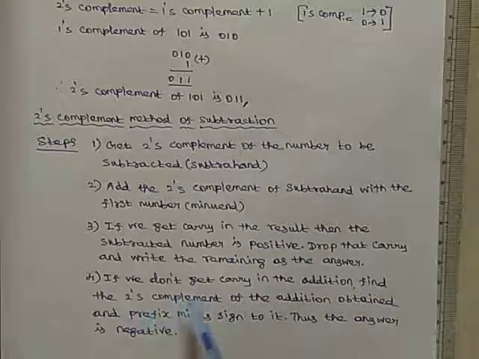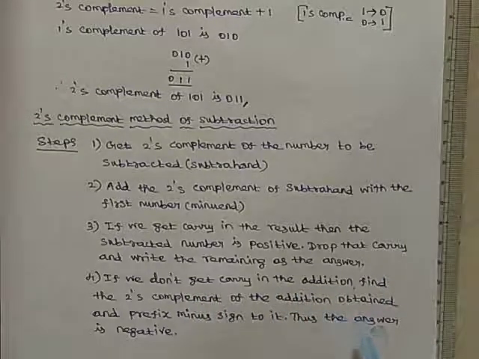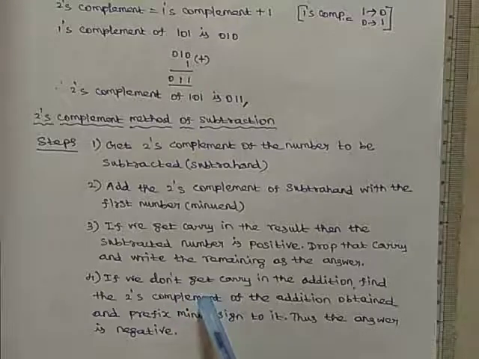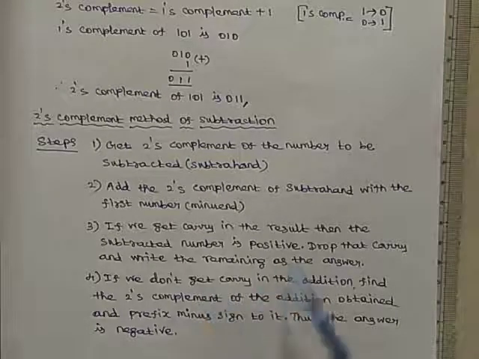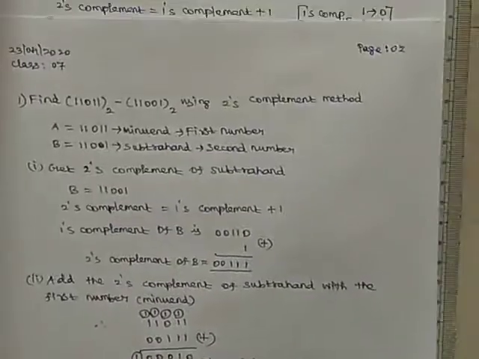Step 4: if we don't get a carry in the addition, find the two's complement of the addition obtained and prefix a minus sign to it. Thus the answer is negative. In the one's complement method also, if we don't get a carry, that is 0, the result is negative. There we proceed with one's complement; here we proceed with two's complement. With these basic steps we are going to see the problems.